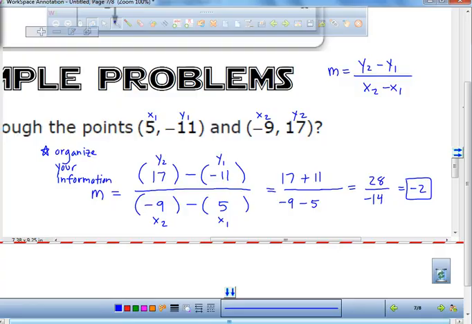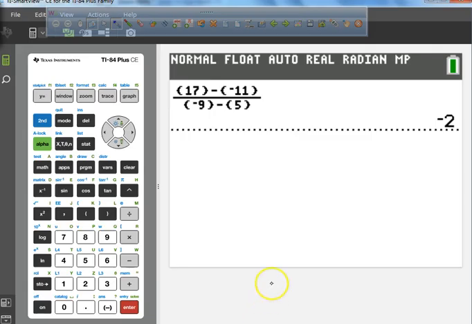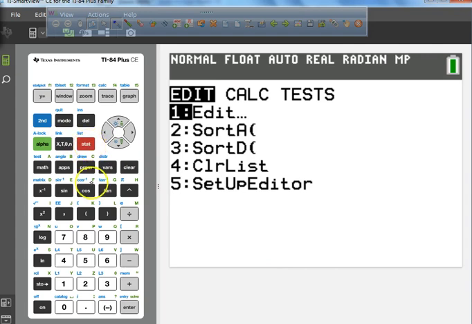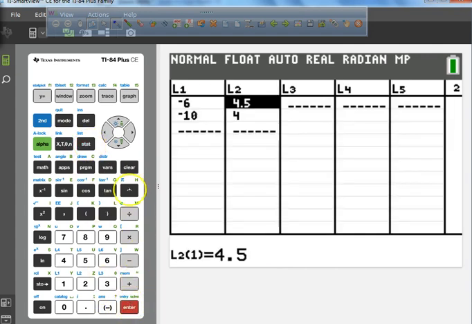Negative 2. What did we get when we did it by hand? Negative 2. Okay? So understand, that is one way you can do it. Now, here's another way you could do it. So check this out. Hit the stat button and press enter. Okay? So I'm going to go over here. I'm going to delete those two, and I'm going to delete these two right here.